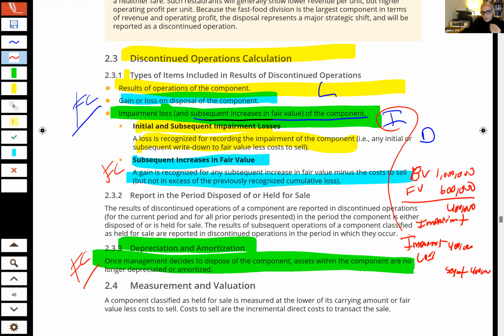We know that the discontinued operations section reports things net of tax. It consists of the loss from the operation, the impairment loss, the disposal gain or loss. Impairment loss, we write it down. If it recovers some of that impairment, we can write it back up, but not in excess of what it was previously carried at, and we stop depreciating the assets that are part of that segment at that point in time.